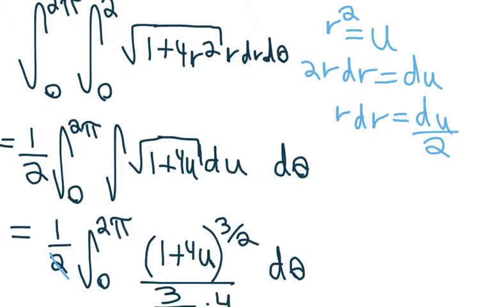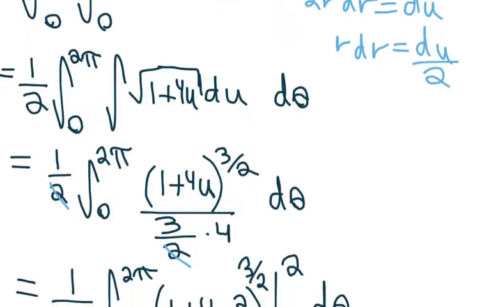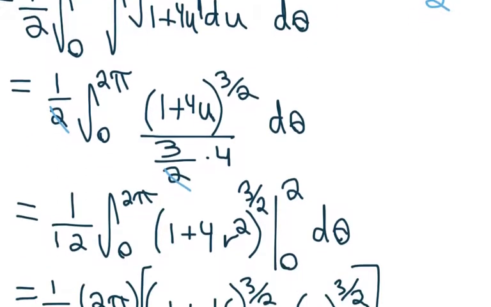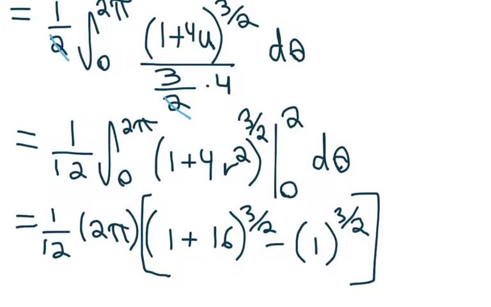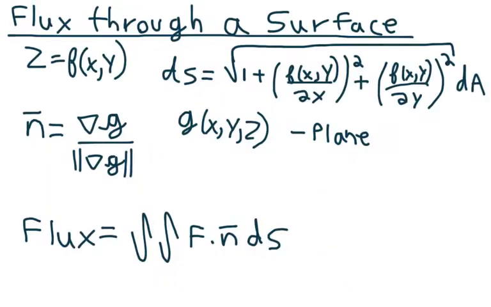Finally, we evaluate the double integral, which we know how to do based on previous videos, and we get our final answer as shown below. Let's move on. Now we are going to look at the flux through a surface.